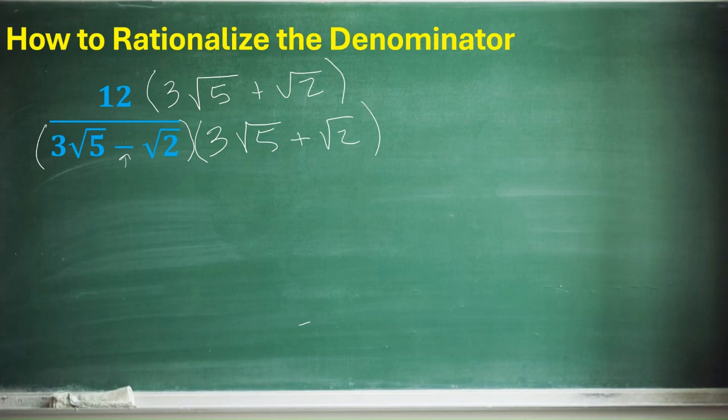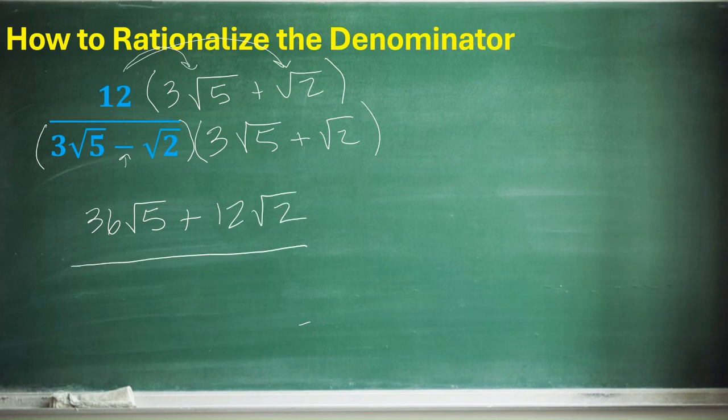In this example, because I don't like writing things over and over, I'm going to distribute the 12 before I rewrite this. So I end up with 12 times 3, which is 36, multiplied by root 5, plus 12 times root 2. So that's my numerator. The denominator is going to be a little more challenging because we've got roots all around. So I'm going to write it over here for us to FOIL out.